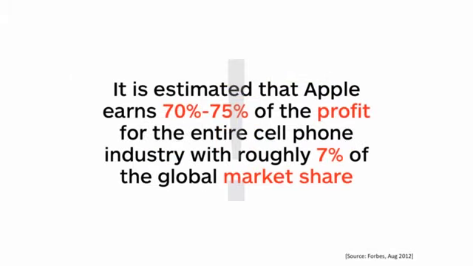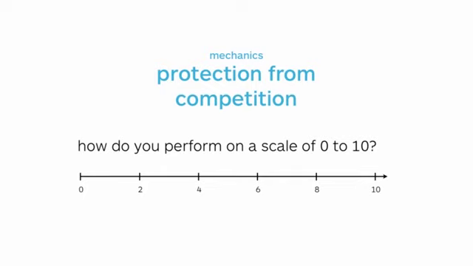The result of this is that today Apple earns about 70 to 75% of all the profits in this industry, though they only have about a 7% market share. That is pretty amazing, and it's a hard business model to copy. So ask yourself, for your own business model now, are you protected from competition, or is it very easy for competition to enter into your market, to outcompete you, or to even copy your business model?